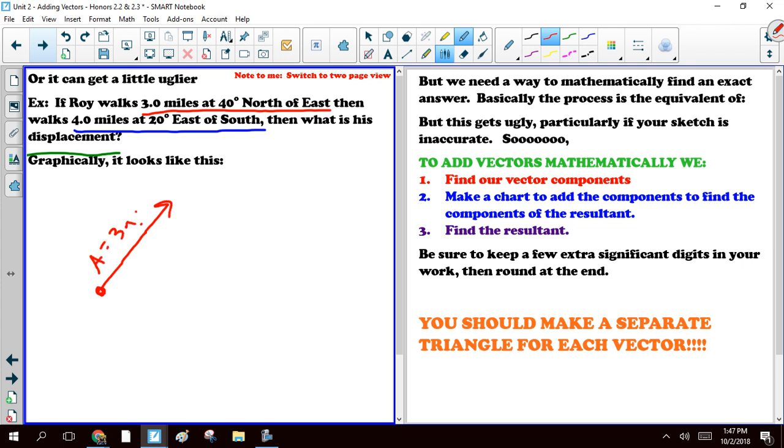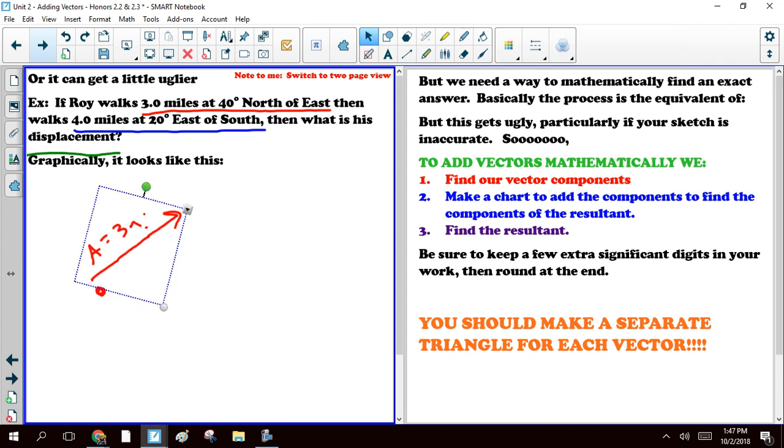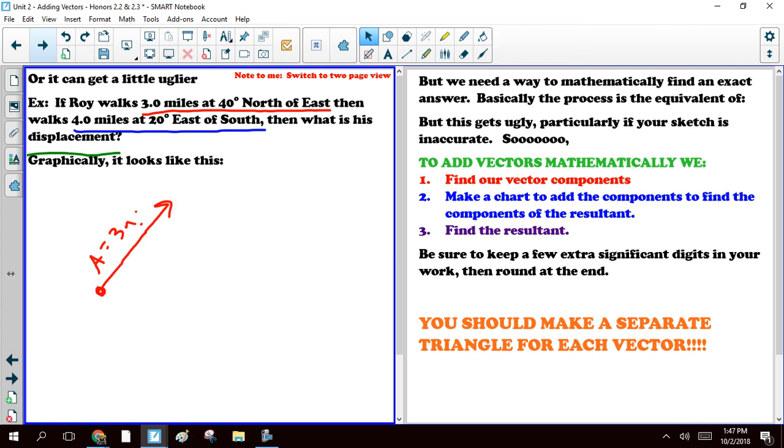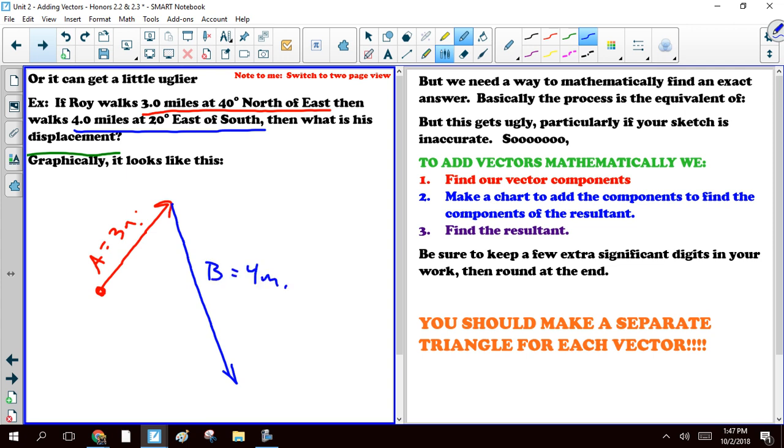I made it a little bit too steep. Whatever, it's just a scrap, so it doesn't matter. My angle's a little too steep. All right. Then he walks 4 miles at 20 degrees east of south. So it's not quite south. It's 20 degrees east of it, and it's 4 miles. So 1, 2, 3, 4 miles. There's my vector B, 4 miles.